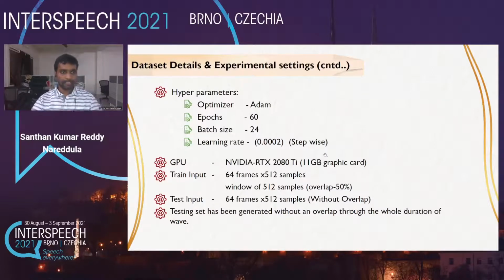Coming to hyperparameters, we opted for the Adam optimizer for stochastic gradient optimization, and we ran the complete network for 60 epochs with a batch size of 24, with a stepwise learning rate. It decreases once every 15 epochs, starting with a learning rate of 2 times 10 to the power minus 4. The entire testing and evaluation was done on an NVIDIA RTX 2080 Ti GPU setup, which consists of 4 graphics cards, each with 11 GB RAM. As shown in the previous slides, the train set is converted into frames with 50% overlap, and similarly the test set is converted into frames without any overlap.